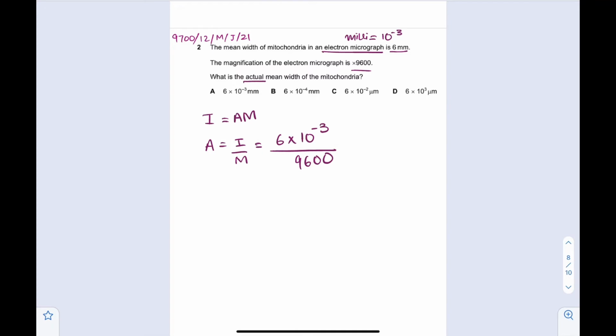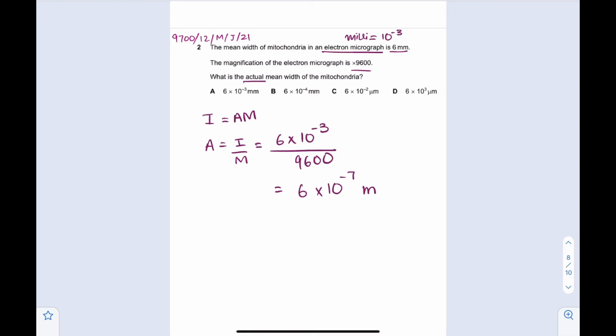So let's use our calculator over here. We have 6 into 10 power minus 3 divided by 9600. That gives us a value of 6.25 into 10 power minus 7 meters.